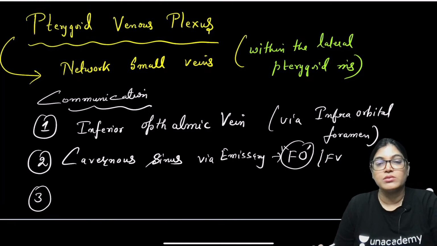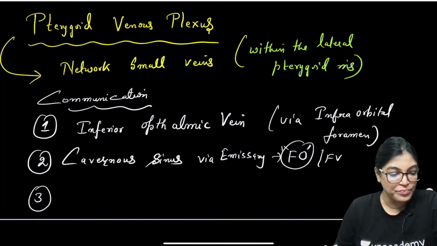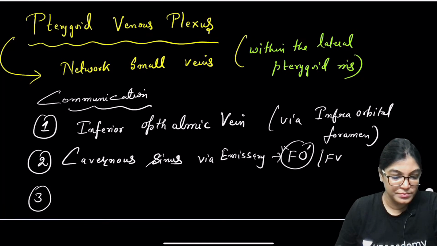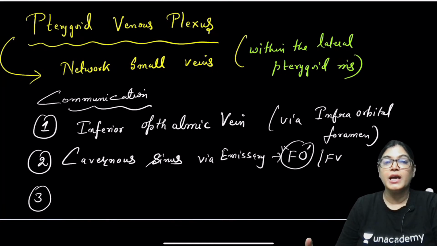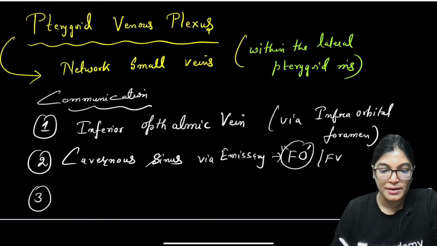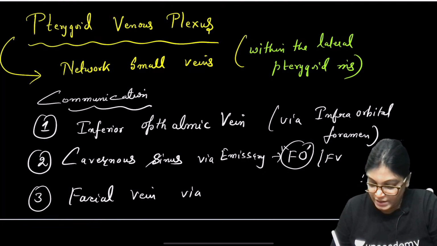This is the reason the pterygoid venous plexus is also called the peripheral heart. Yeah, absolutely right. That is also forming an important route of communication. It also forms communication with the facial vein via the deep facial vein.